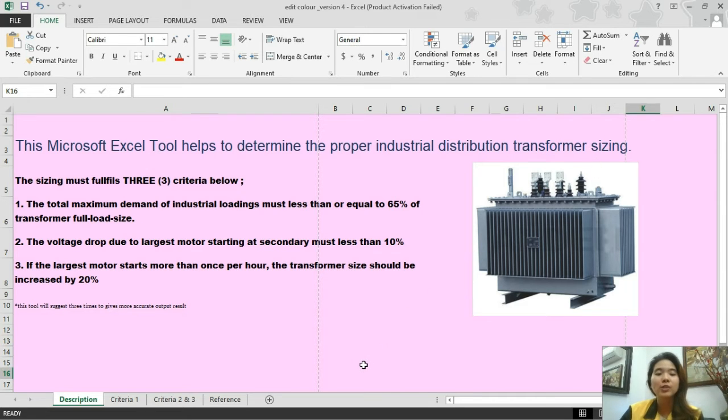And this sizing has to fulfill three important criteria, which are: first, the total maximum demand of industrial loadings must be less than or equal to 65% of the transformer full load size. Secondly, the voltage drop due to largest motor starting at secondary must be less than 10%. And if the largest motor starts more than once per hour, the transformer size should be increased by 20%. So this tool developed will suggest 3 times to give more accurate output results.